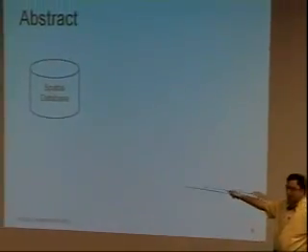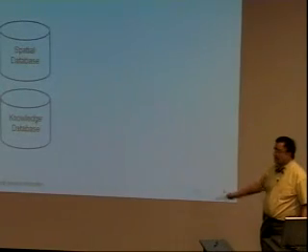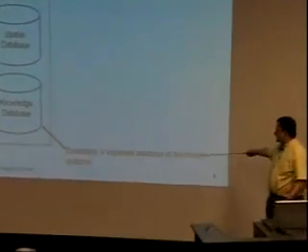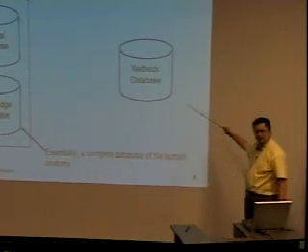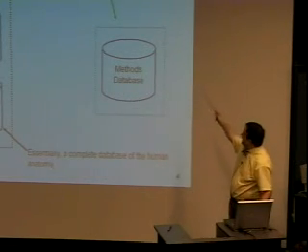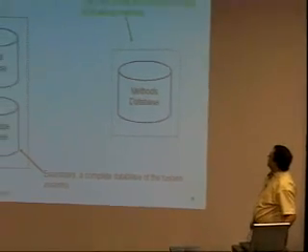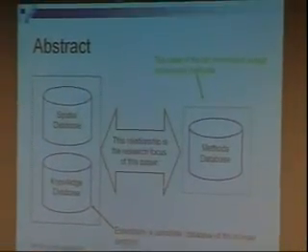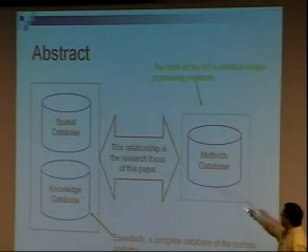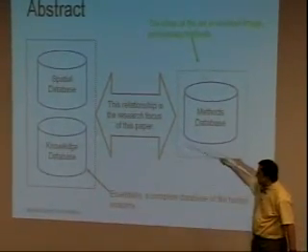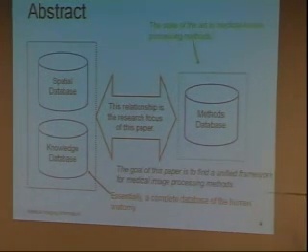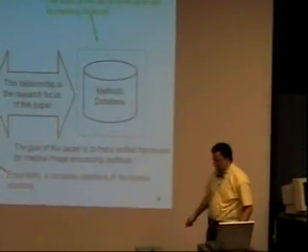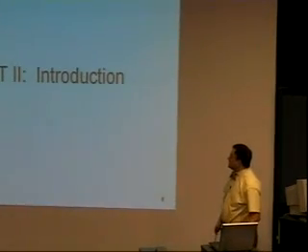First, we can think of a spatial database. You don't know what that is yet, but I will explain it. And a knowledge database. Together, you can think of these as essentially being a complete database of the human anatomy. Opposite that, we have the methods database, and you can think of that as being the state-of-the-art in medical image processing methods. What I want to know is what is the relationship between the methods database and this combination of databases that is the human anatomy. Indeed, the goal of the paper is to find a unified framework for medical imaging processing methods. Now to the introduction.